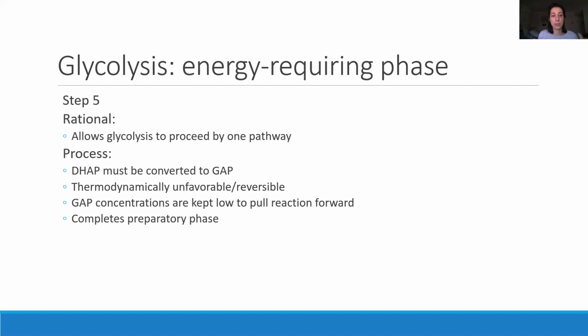This step completes our preparatory phase. This is the end of the energy requiring phase. So we double phosphorylated, we put in those phosphates, and we actually cleave glucose into two GAP, and we've now made two GAP molecules. Having the two GAP molecules is the end of our energy requiring phase. And now we are going to move into the energy releasing phase.